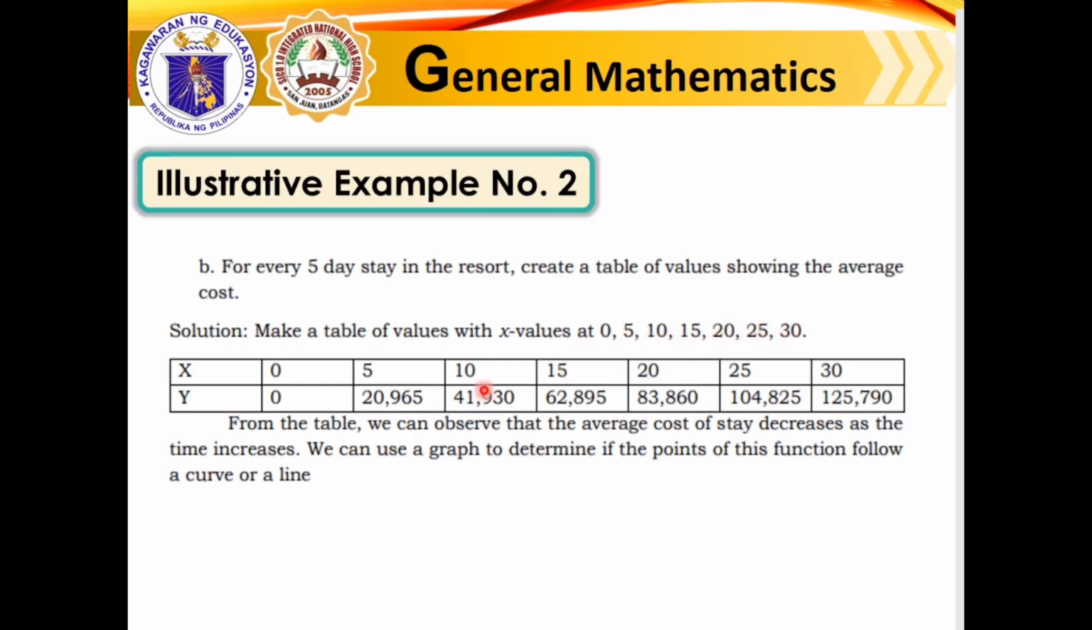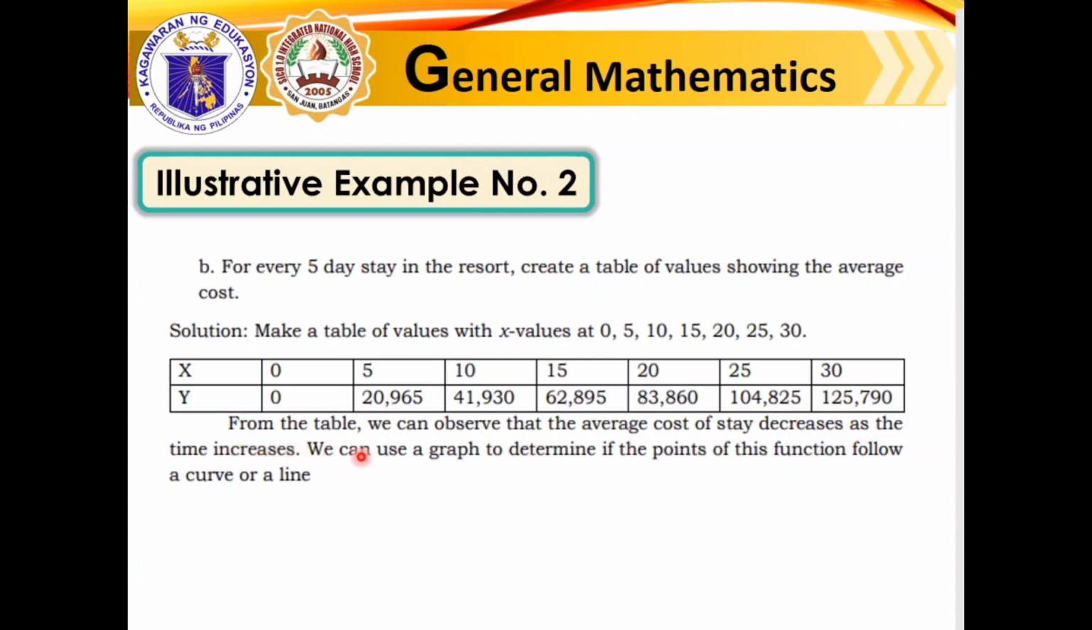So from the table, we get y is equal to 0, 20,965, 41,930, 62,895, 83,860, 104,825, and 125,790. So from the table, we can observe that the average cost of stay decreases as time increases.